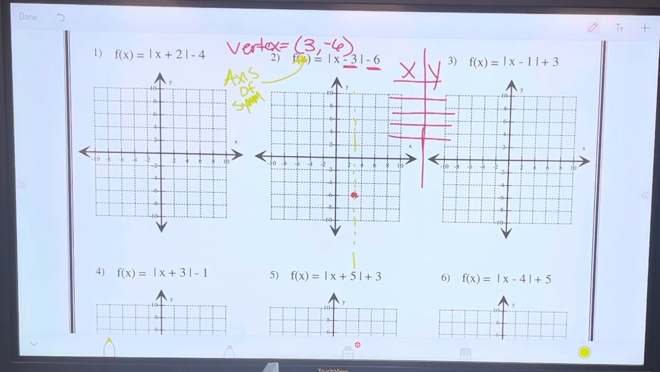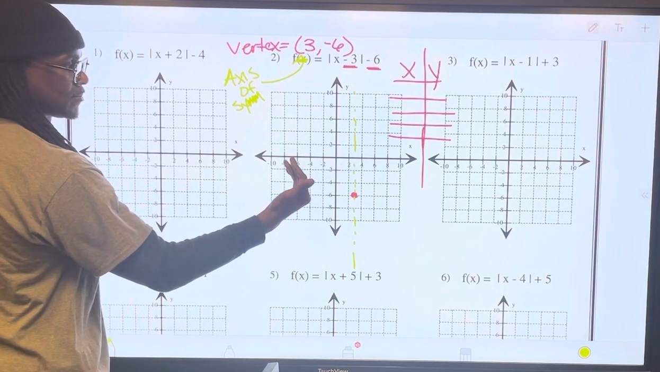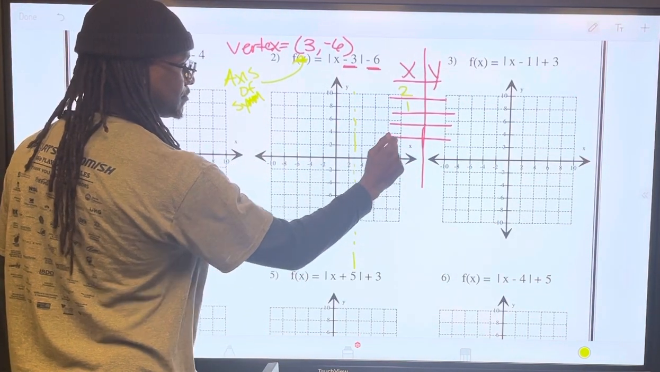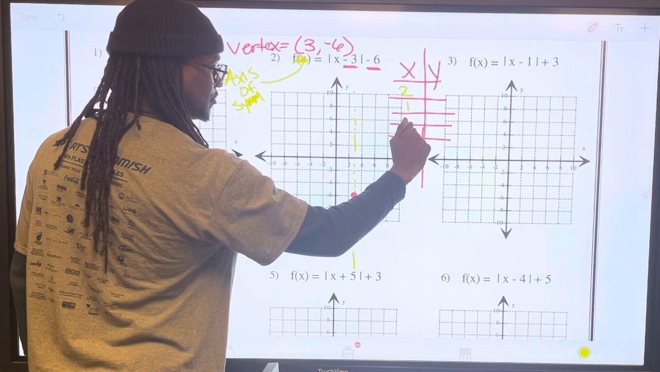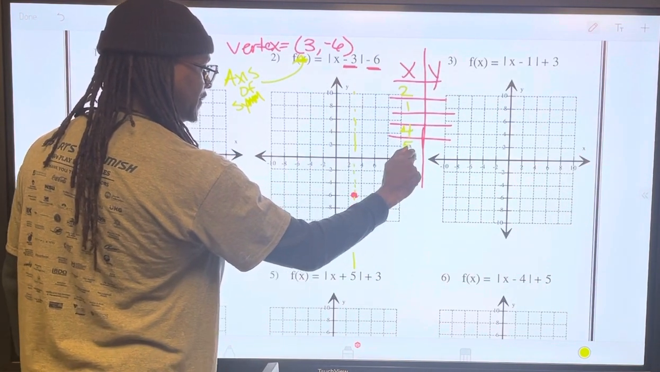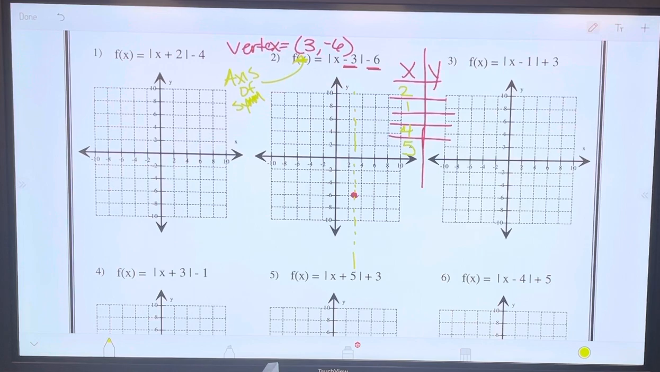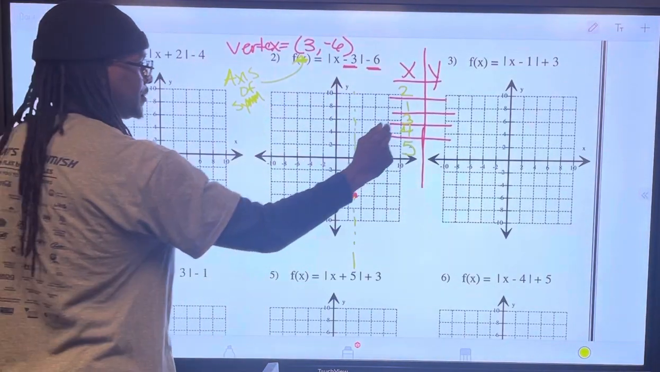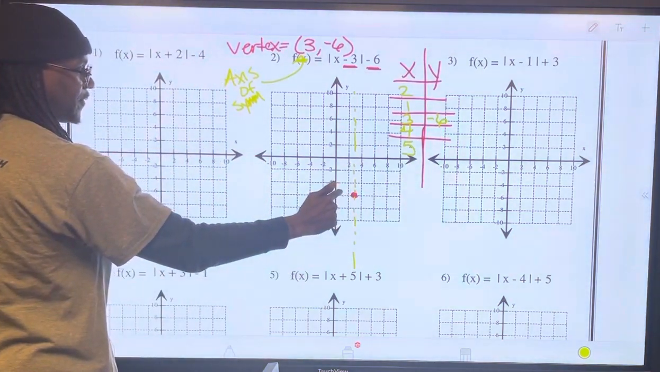Now, give me 2 numbers to the right of 3, 2 numbers to the left of 3. 2 and 1. And then 4 and 5. So let's plug them in there. We know the vertex is what? If my 3 is here, negative 6 is my first point.